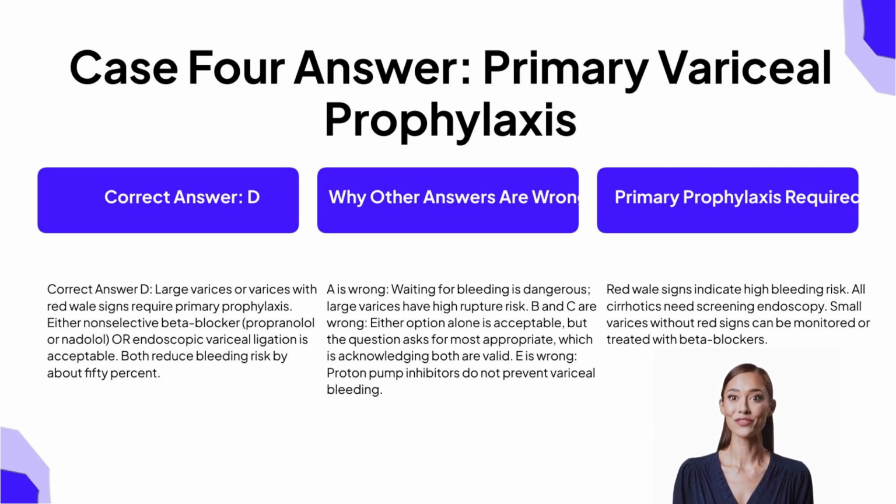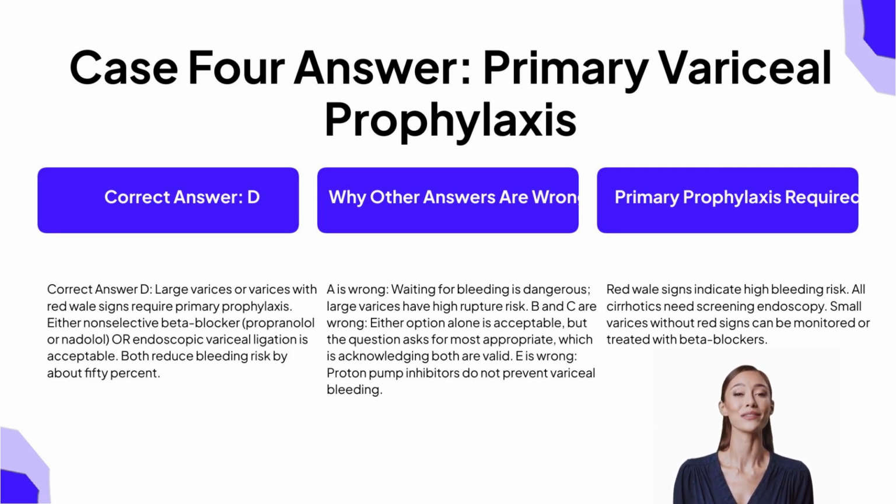This is primary prophylaxis. Large varices or varices with red whale signs have high bleeding risk and require intervention before the first bleed. Either non-selective beta blockers like propranolol or nadolol, or endoscopic band ligation, is acceptable. Both reduce first bleeding episodes by about 50%. The key word in the answer is OR, meaning either option is correct.